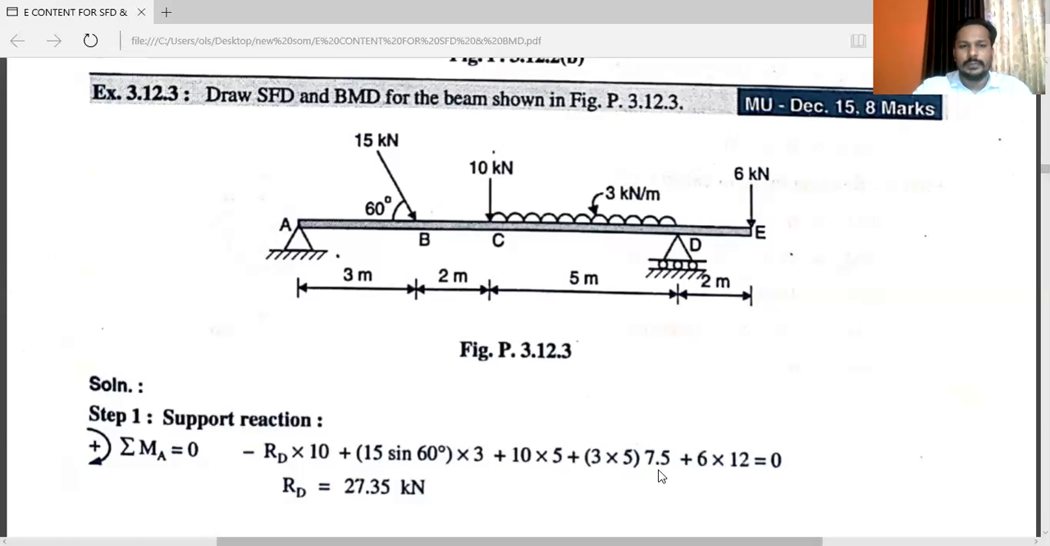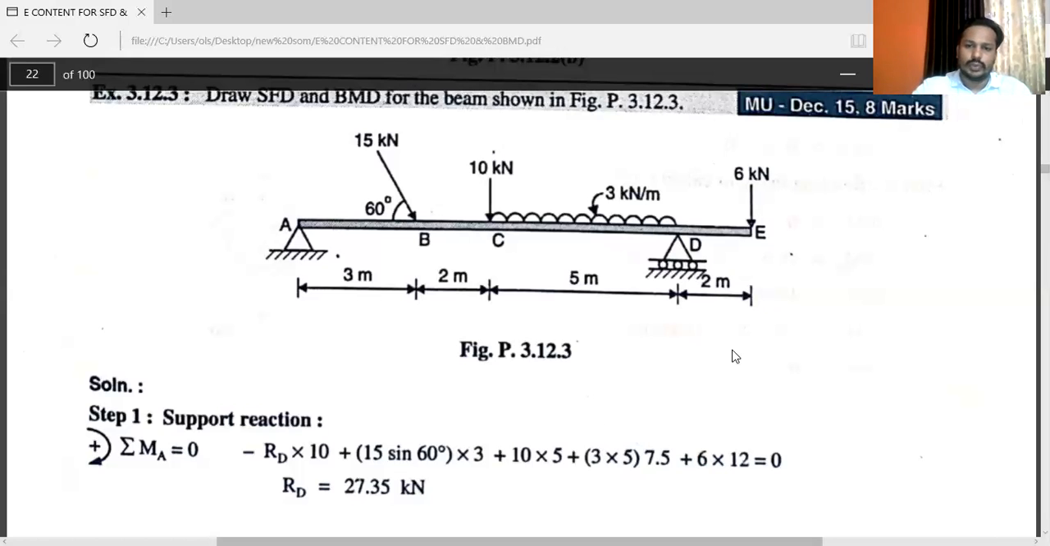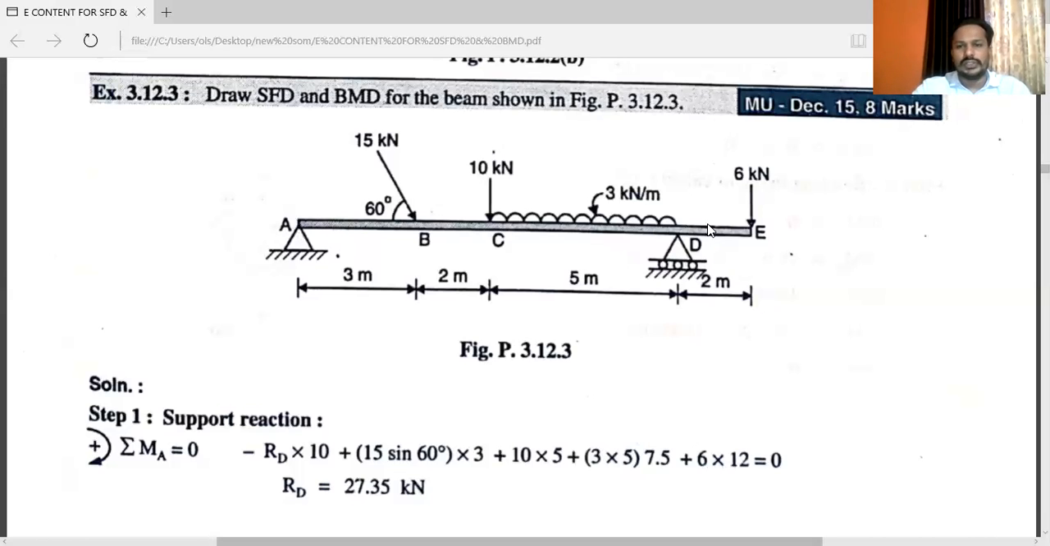So plus 3 into 5, that is the intensity of the equivalent point load, into the perpendicular distance from point A, that is 7.5, plus the 6 kilonewton is moving clockwise. So 6 into the perpendicular distance from A, that is 12, is equal to 0. So RD is equal to 27.35 kilonewton. There is only one unknown, that is RD. You will get the answer RD is equal to 27.3 kilonewton.